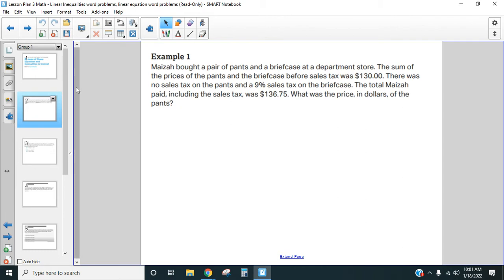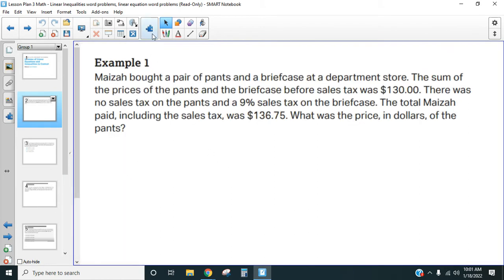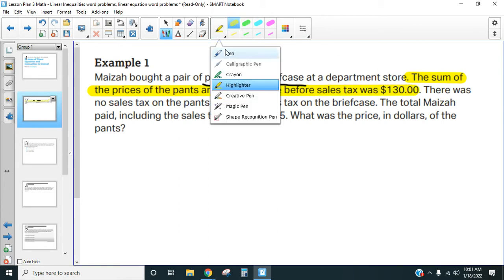All right, let's talk about how you set this up. Let's come up with two equations, and then maybe if you're stuck on that, it'll help you from there. We're solving a system. We have two variables, right? The two variables are pants and a briefcase. The sum of the prices, so this is the first clue right here. The sum of the prices of the pants and the briefcase before sales tax was 130.